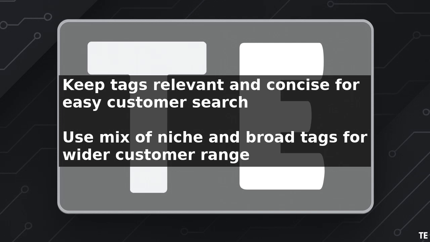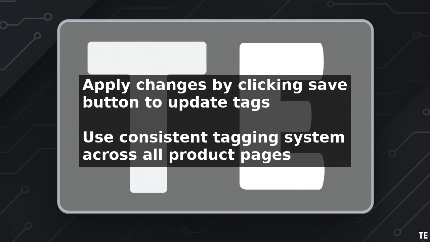Once you have added your tags, click on the Save button to apply the changes. Your tags will now be visible on your product page, and customers can use them to search for similar products. Best practices for adding tags to Shopify product pages include using a consistent tagging system across all your products, avoiding duplicate tags, and keeping your tags up to date.